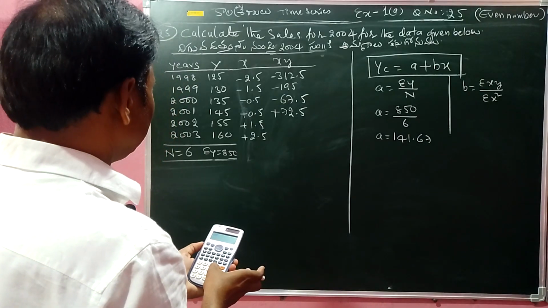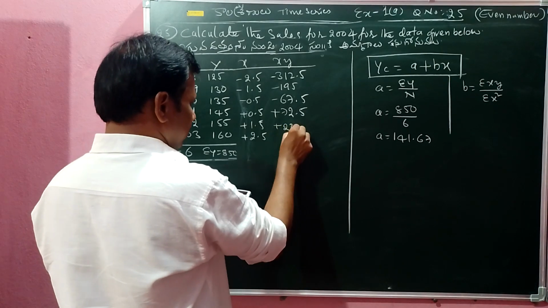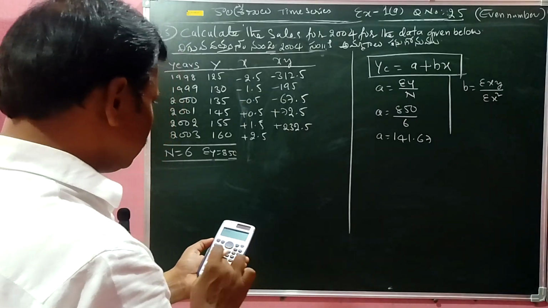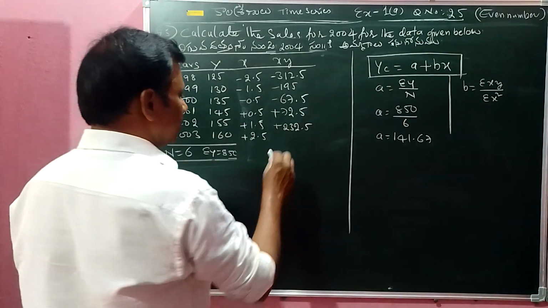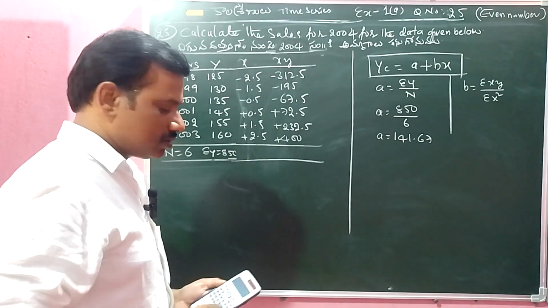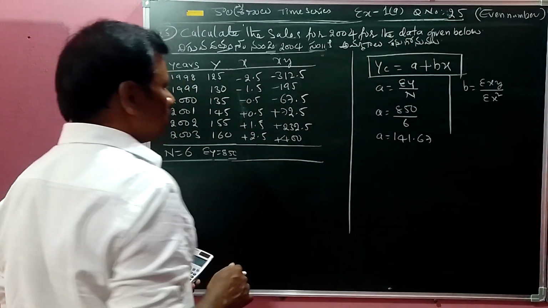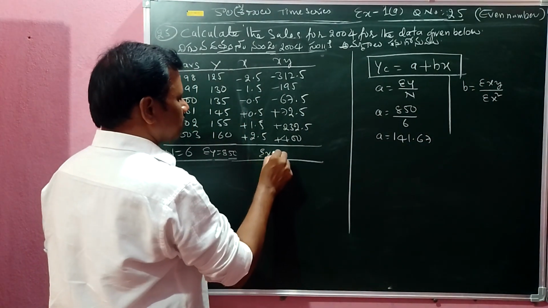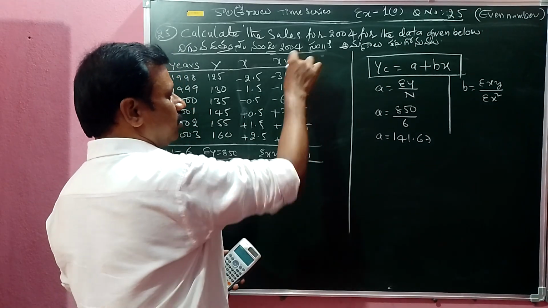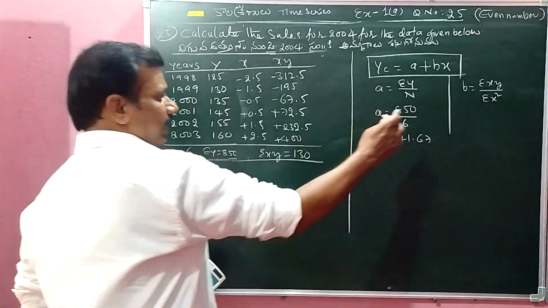Next 155 into 1.5, so that value is plus 232.5. Next 160 into 2.5, that is plus 400. So here the total value is how much? Sigma xy value is 130. First add the plus figures, from this deduct all the minus values, then we get 130.